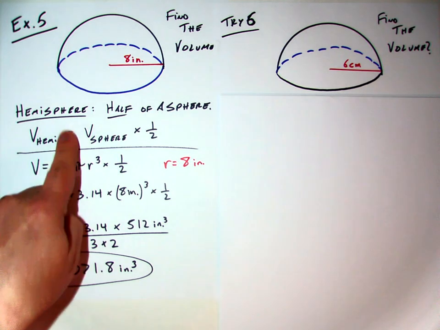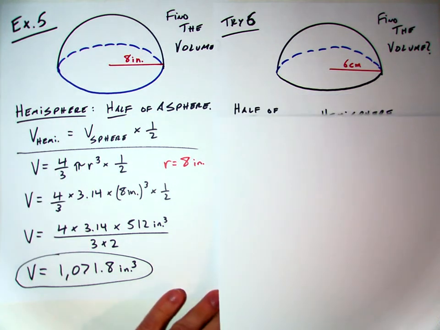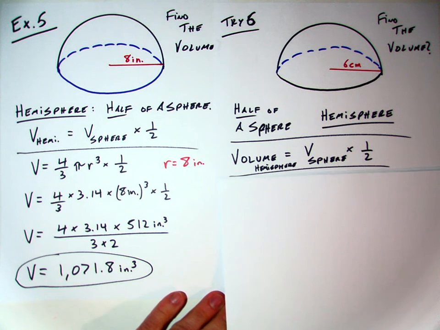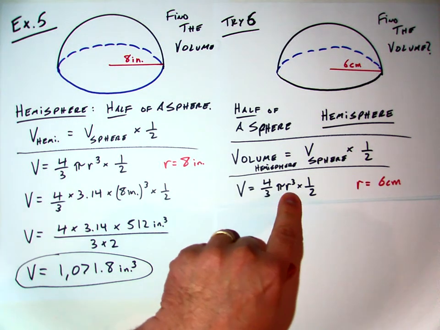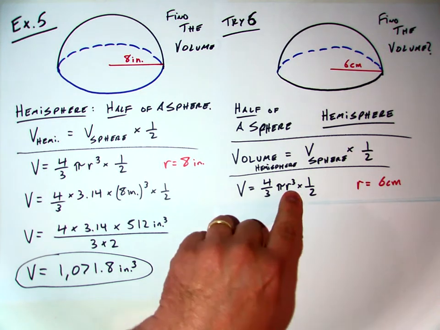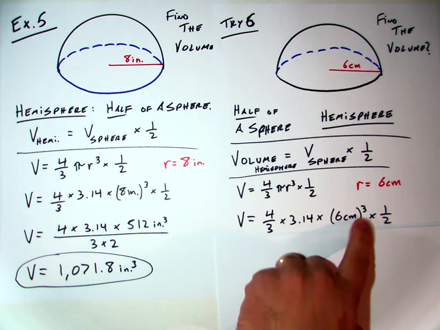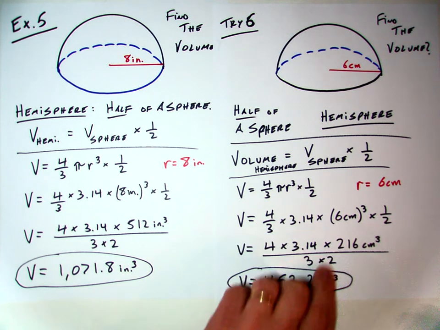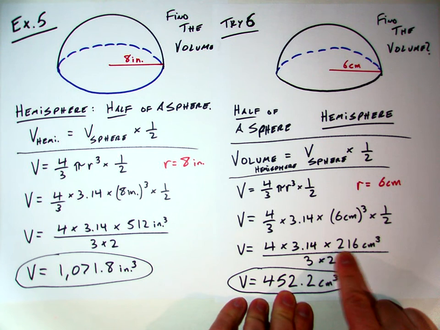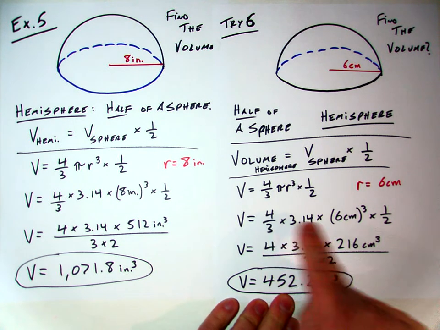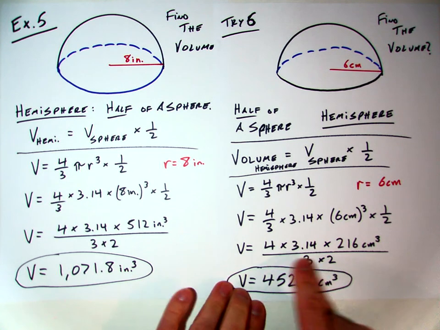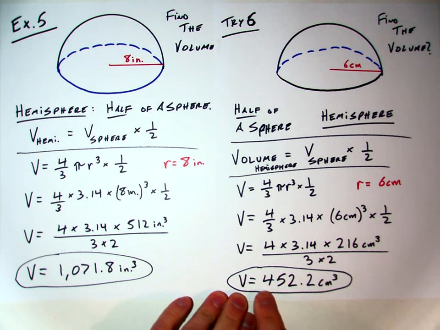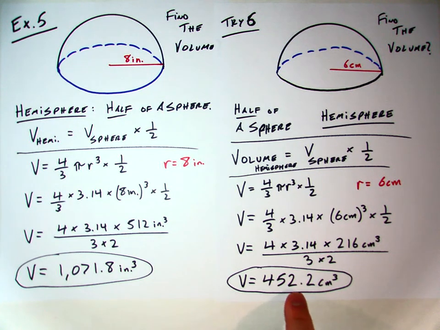All right, I hope you were able to follow the same sequence, and we're going to use half of the volume of a sphere. So we're going to use 4/3 pi r cubed times a half. Our radius is 6. So when we put our 6 centimeters and we cube it, 6 times 6 is 36, times another 6 is going to be 216, and now the centimeters are cubed. The 4 stays on the top, and I'm going to move the 3 and the 2 down to the bottom. Hopefully you multiplied all this out, and you arrived at the volume of the hemisphere is 452.2 centimeters cubed.